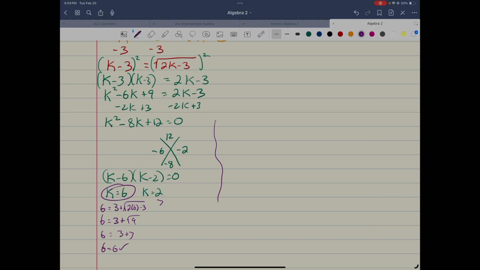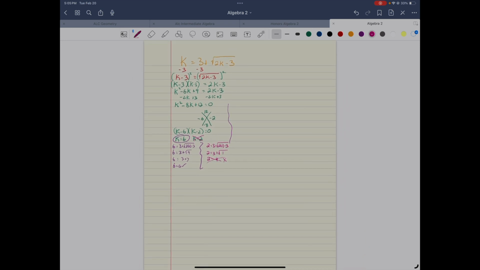Now we try 2. So 2 is equal to 3 plus the square root of 2 times 2 minus 3. So that's 2 is equal to 3 plus the square root of 1. So 2 is equal to 3 plus 1. 2 is equal to 4. That doesn't work. So that's not a solution. So your only answer is k is 6.